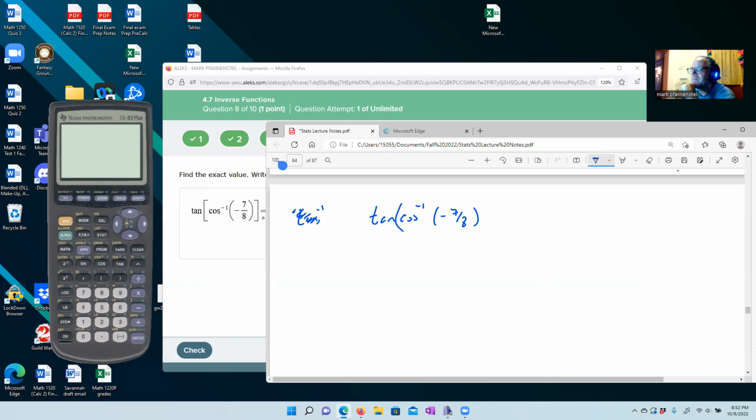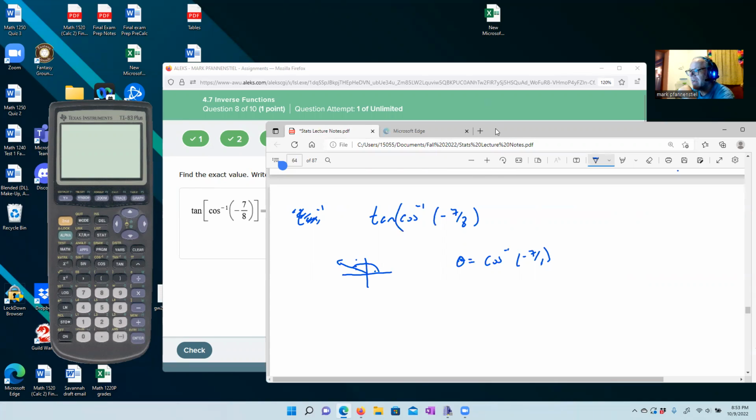What is the inverse cosine going to give us? Remember that the inverse cosine gives theta, an angle from some kind of ratio, and that's going to be in quadrant 1 or quadrant 2. Since it's going to be negative, it's going to be in quadrant 2. So we're just going to get the inverse cosine of negative 7/8.